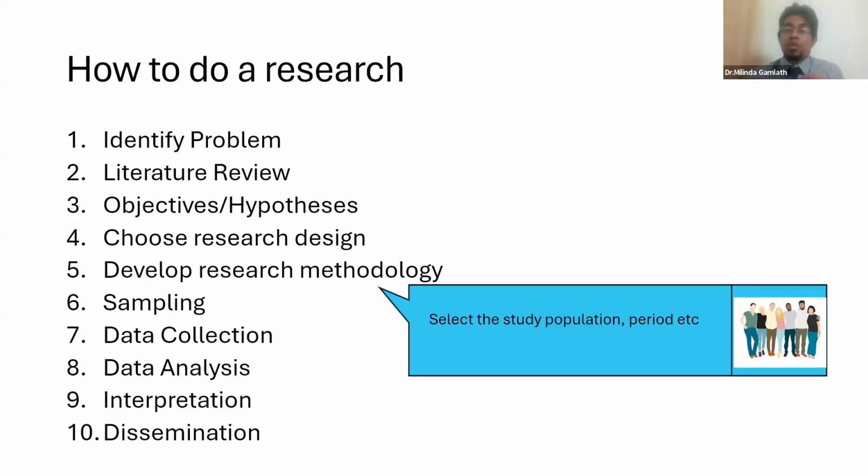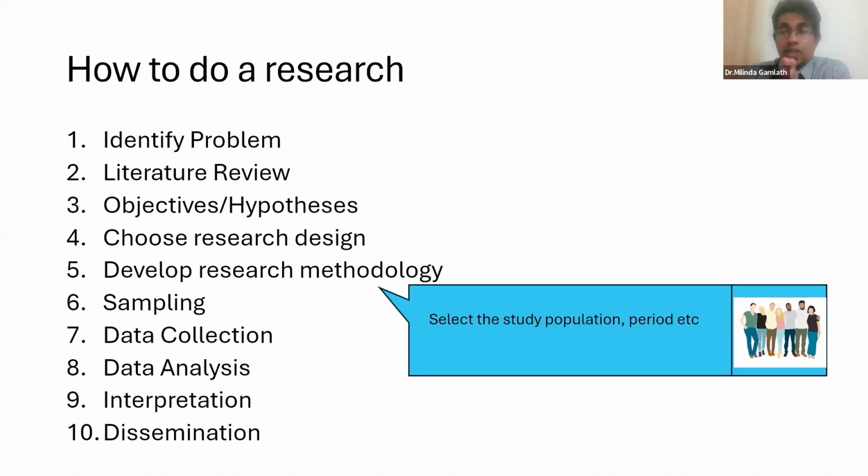Then you have to develop something called the research methodology, which means you have to select the study population, which means where, in whom are you going to do this research? Are you going to do it in a population of people coming to the hospital, or are you going to go into the community, into homes, and do your research there? You can decide about the study period, how long you are going to do it for.